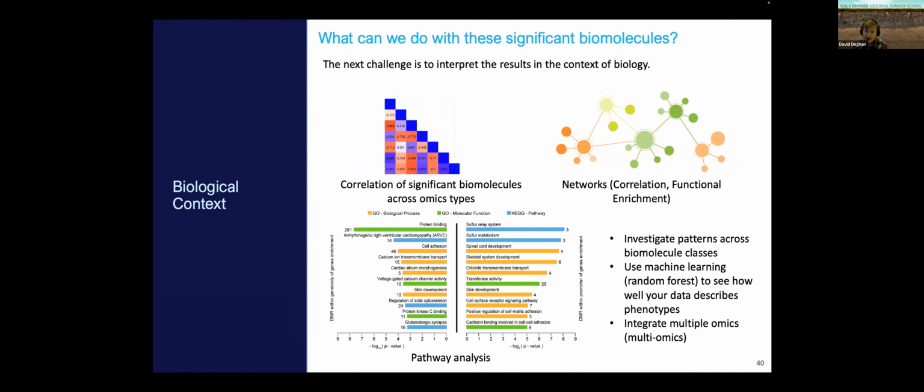So you could do correlation across multiple data sets. And this is kind of moving us more towards multi-omics with these general examples here. You can see the correlation of significant biomolecules across these omics types. You've probably seen quite a few networks comparing lipidomics and proteomics and transcriptomics together, of either those being correlation networks or functional enrichment. You can investigate patterns across biomolecule classes, which is what we're going to do in this example.